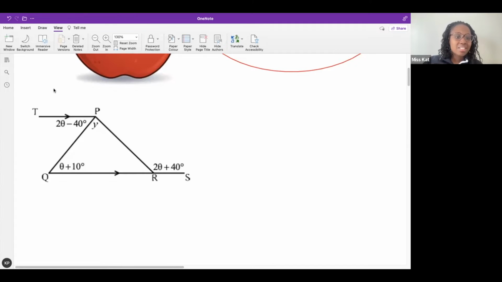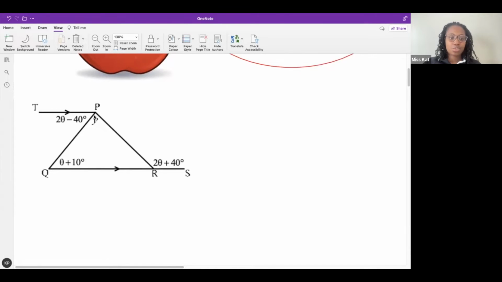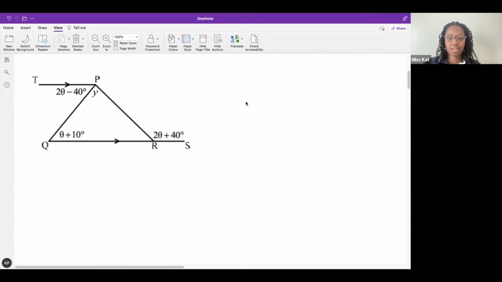Okay, today we're revising two-dimensional shapes, including triangles. Now, we're going to start with this one over here. It says 2 theta minus 40, and there's a theta plus 10 degrees, there's a y, and 2 theta plus 40, and we want to know how much theta is.